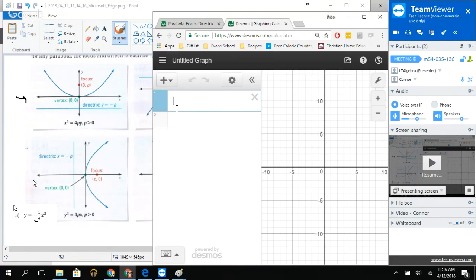Maybe. I have too many Desmoses open. Y equals negative 1/4 x squared, right? Okay, so it is a parabola that opens down.